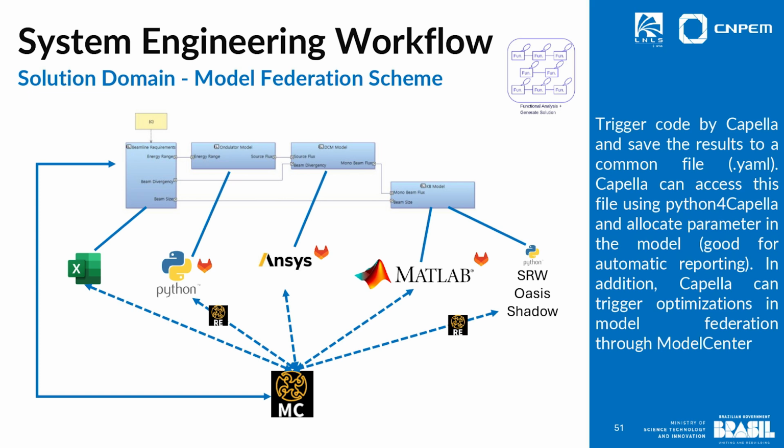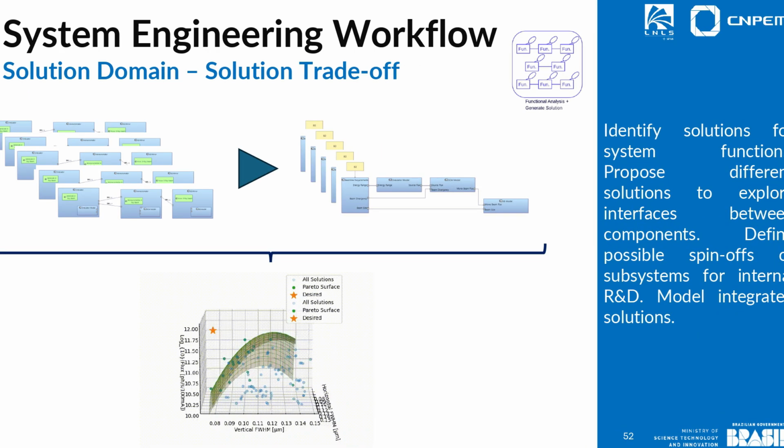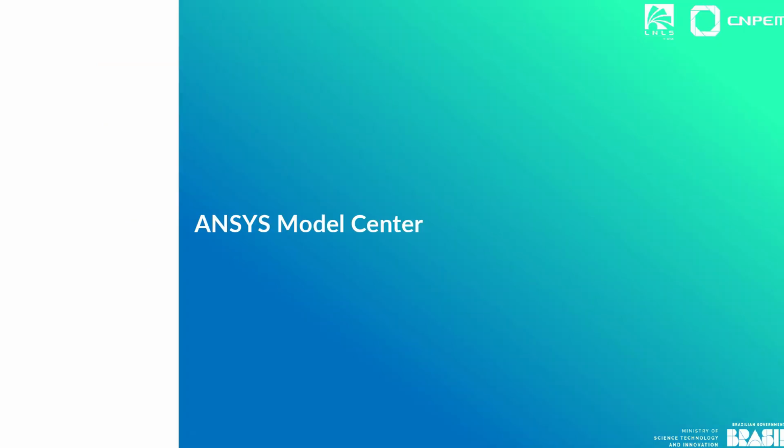We can have undulator models in Python, DCM models in ANSYS, and we needed a way to bring this federation scheme together. And for us, besides being triggered by Capella, we needed to add another tool that was ANSYS Model Center. With this communication, we have different models proposed on Capella, but actually the testing, the comparing of solutions, the trade-off is done on Model Center.